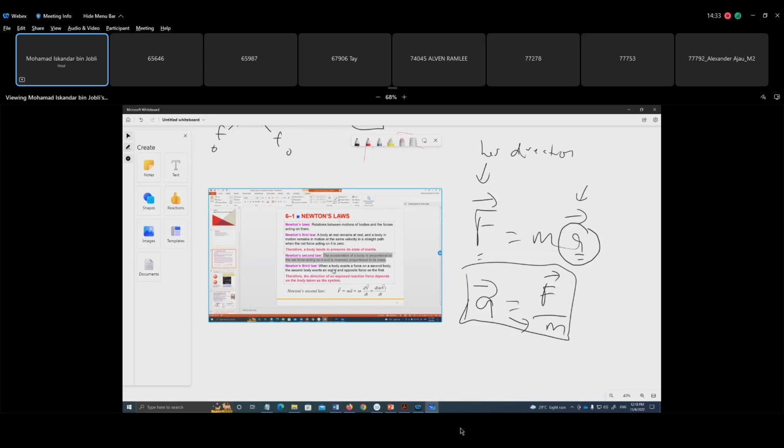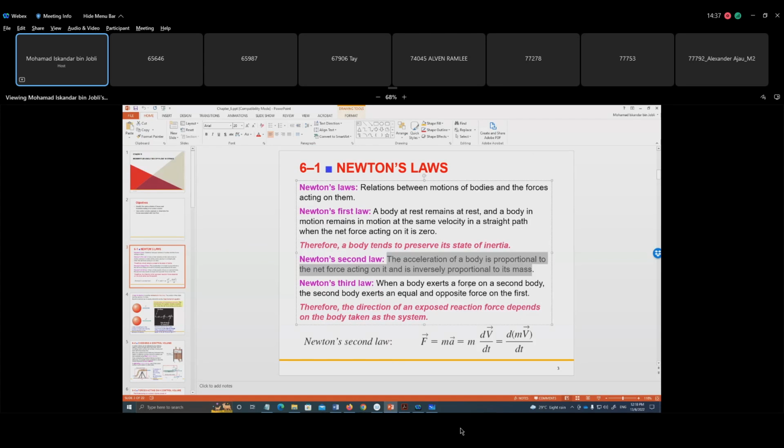Okay, Newton's third law. Newton's third law says that when a body exerts a force on a second body, the second body exerts an equal and opposite force on the first.